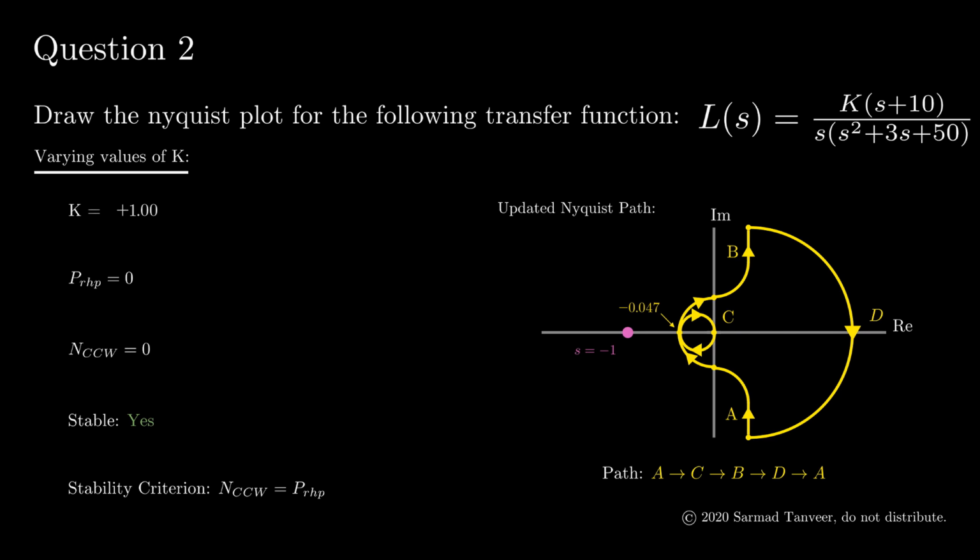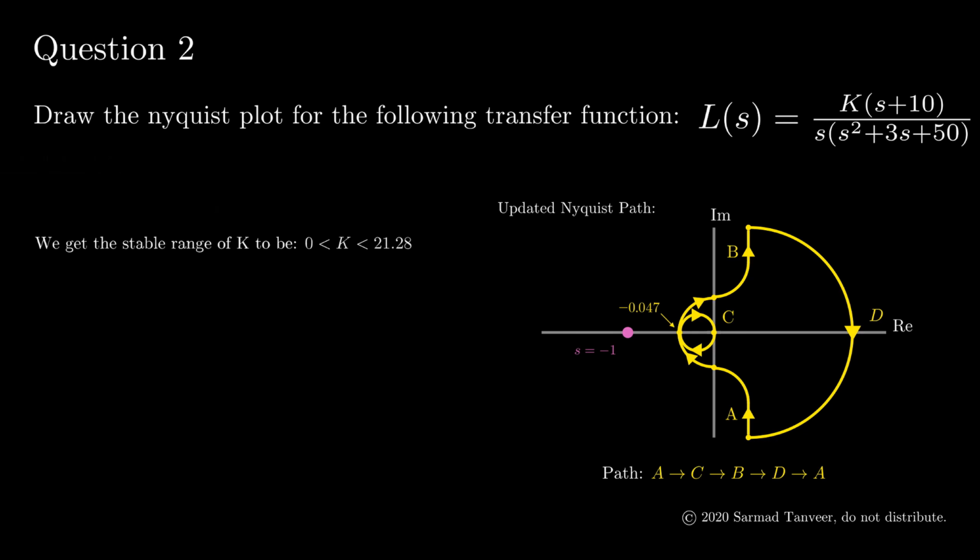As we increase k past 1, we see that the Nyquist plot grows proportionally and gets closer to our critical point. At a value of 21.28 for k, which is simply 1 divided by the point of interest at 0.047 that we found earlier, we see that our Nyquist plot engulfs our critical point, making our system unstable. This gives us a stable range of k to be between 0 and 21.28.